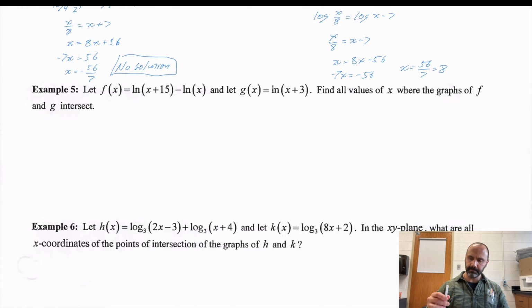So here's another example. Let f of x equals natural log of x plus 15 minus natural log of x, and then we have an expression for g of x, natural log of x plus 3. We want to find the values where the graphs intersect. So how do we find the values where the graphs intersect? The way we do that is we set them equal to each other, and then we solve.